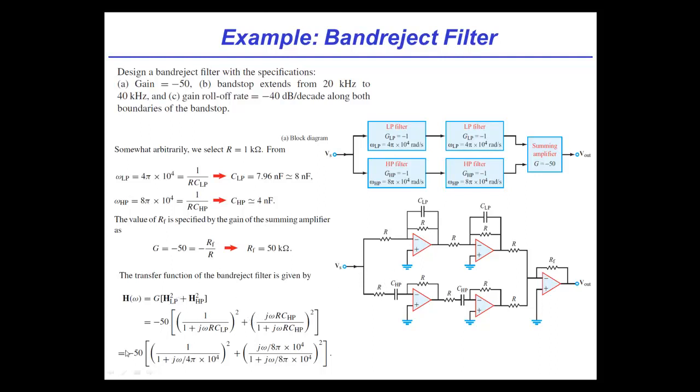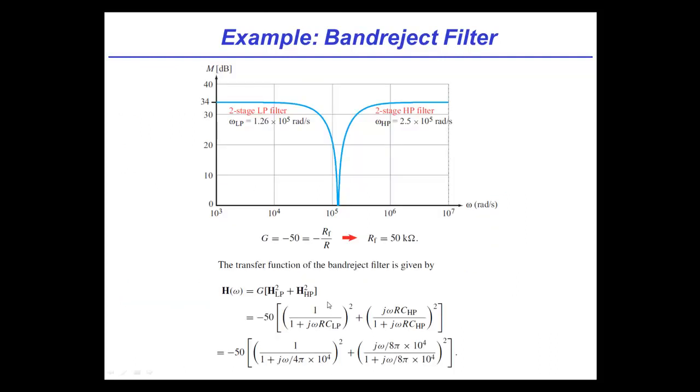So this is the gain, this is the summing behavior, and the squares are because we have 2 low-pass and 2 high-pass respectively. And so you can see this is what the transfer function works out to be. Can we plot that? Yeah, we can. And let's go ahead and do that. And that's right here.